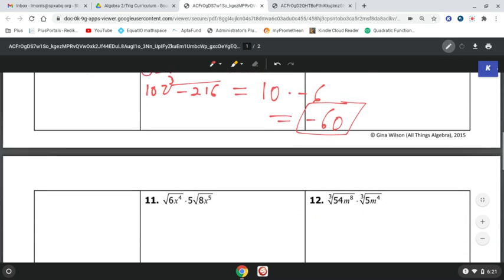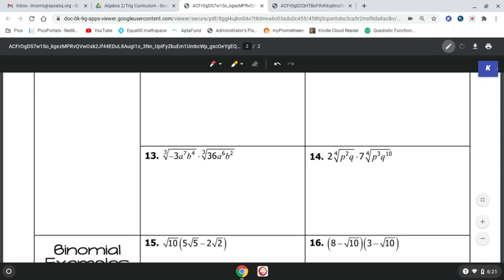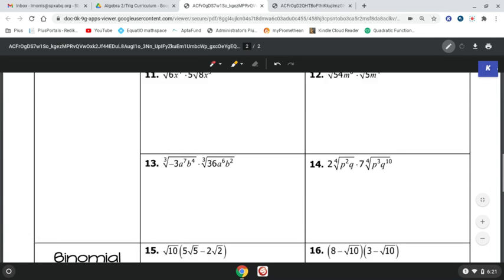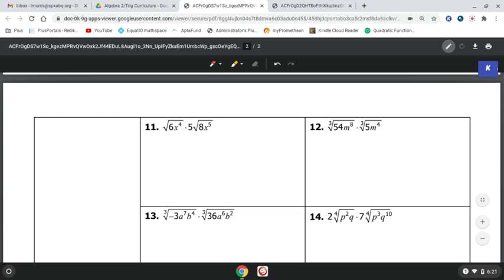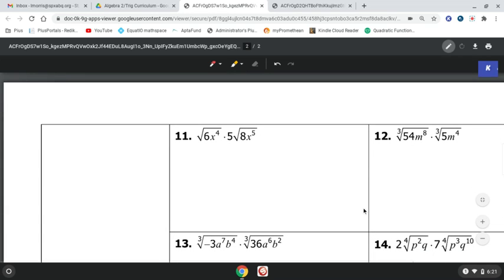We're going to look at one additional thing real quick, though. The only time that these become really complicated is when you multiply these and they have variables with exponents. But we're just going to use our rules for exponents to do these. So we've got the square root of 6x to the 4th times 5 square root of 8x to the 5th.